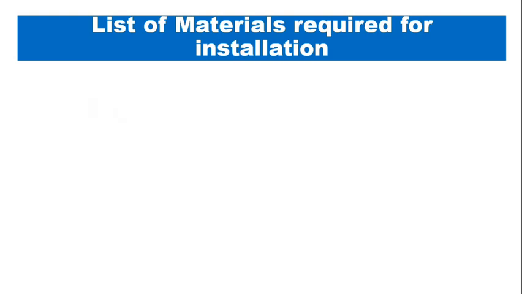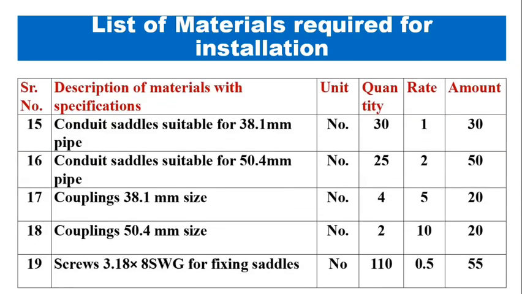Next one is saddles, the clamps to fix your conduit. They are also called clamps. Two types of saddles you will require, 38.1 mm and 50.4 mm saddles. The quantity of saddles you can take approximately, so I have taken here 30 and 25. The rate is 1 rupee and 2 rupees.